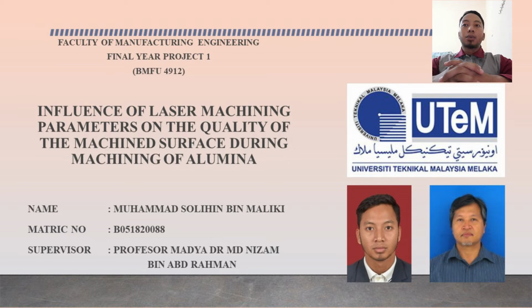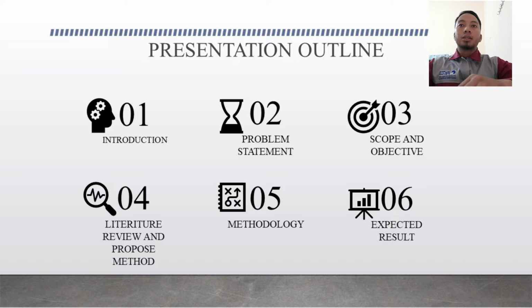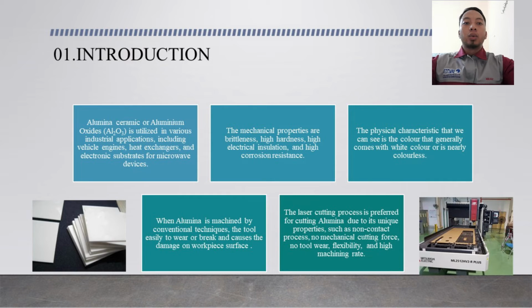The title for this project is Influence of Laser Machining Parameter on the Quality of the Machined Surface During Machining of Alumina. This is my presentation outline. First is introduction, second is problem statement, third is objective, fourth is literature review, fifth is methodology, and lastly is expected result. Now I would like to share my introduction.